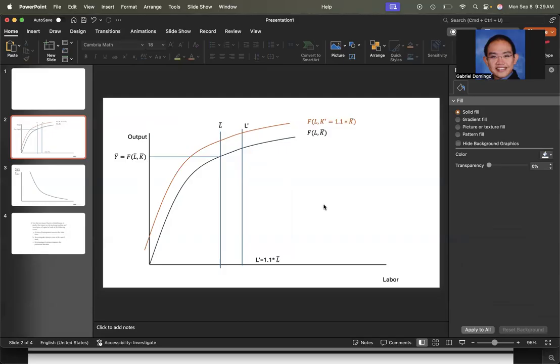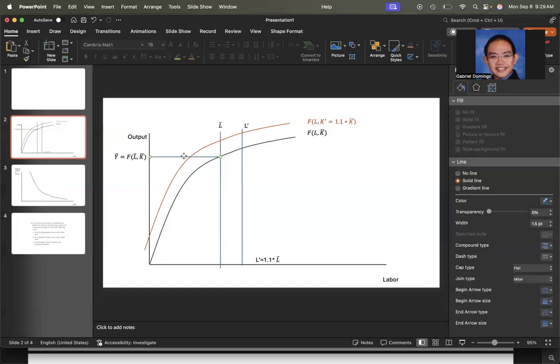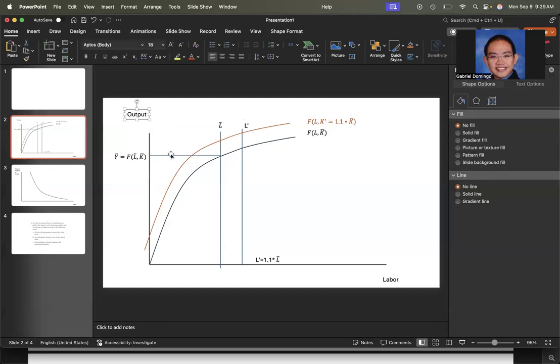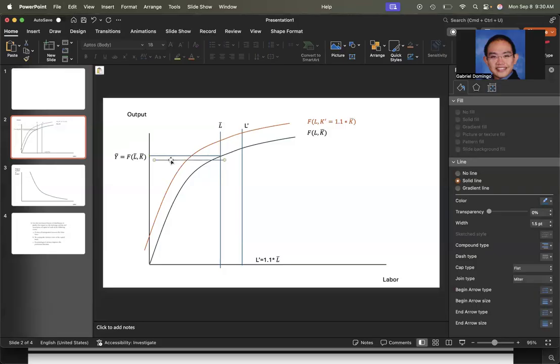How much will it shift up? Well, we know because they're all shifting up by the same amount, 1.1 in K and 1.1 in L, therefore your Y here should also be shifting up. This one will be shifting up also by 1.1. And let's assume that it's this one.